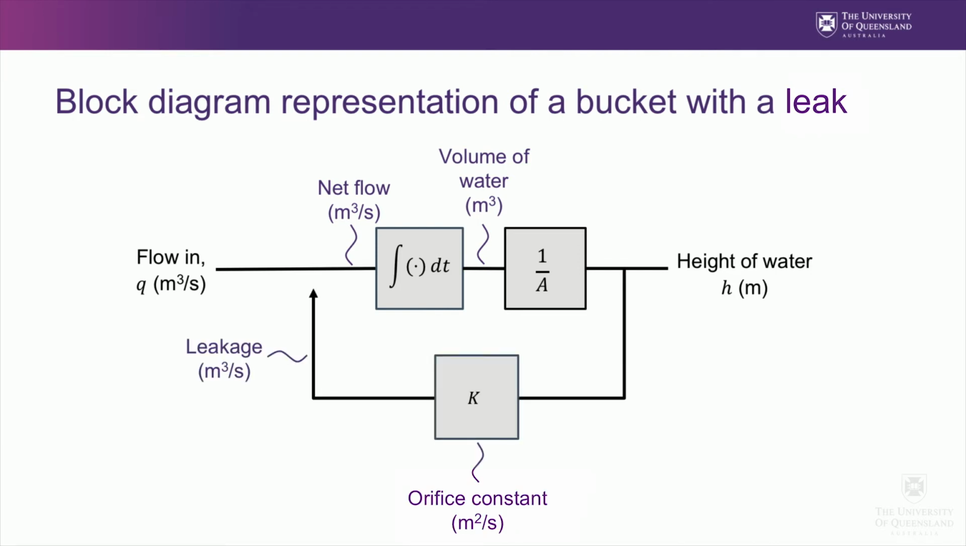The flow rate from the bucket is the height of water multiplied by a constant K, which we'll call the orifice constant. It has units of meters squared per second. The net flow of water to the container is the difference between the flow in and the flow out. This can be represented with a summing junction, which is shown as a circle.